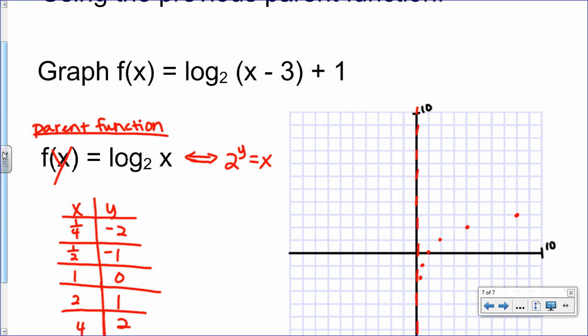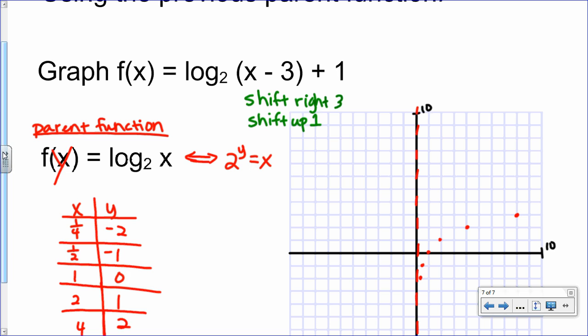When you have a minus 3 inside with x, that means you're going to shift right 3. Just because you did opposites on the table doesn't mean you change anything else to be opposite. You cannot write this in exponential form either. You can only write the parent function in exponential form. Back here, you want the transformations, and that plus 1 means you shift up 1.